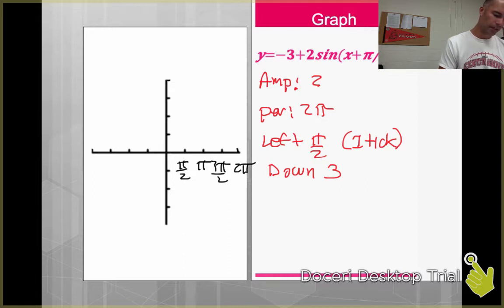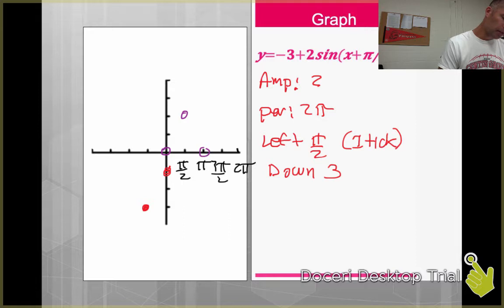Alright, this is a sine graph. So I start right here at the origin. But this says I need to go to the left 1 tick mark and down 3. So right there. Alright, then I would go up to my amplitude, which is 2. But this says I need to go to the left 1 tick mark and then down 3. 1, 2, 3. That puts me right there.